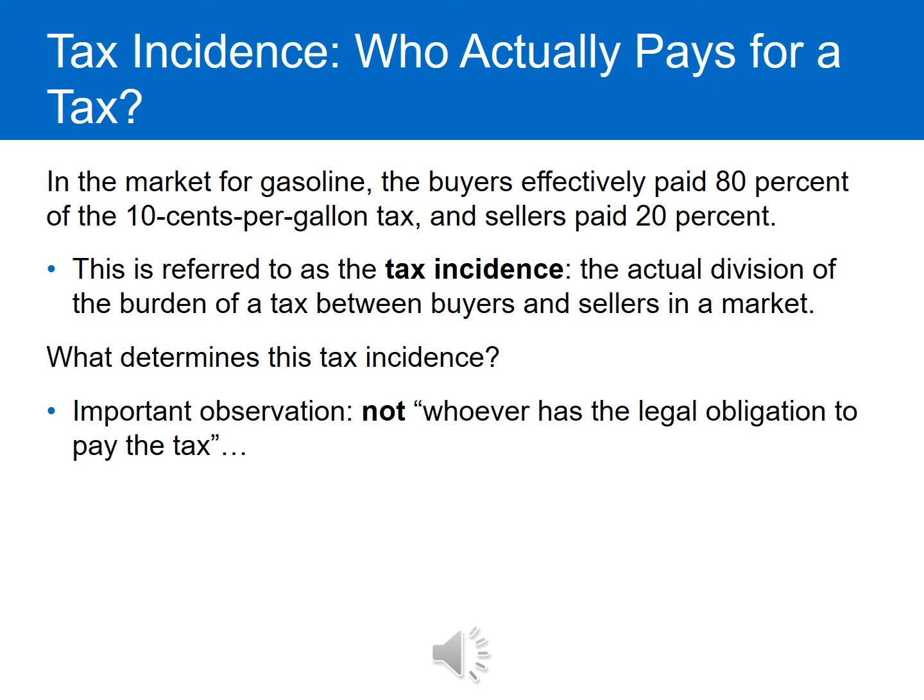An important observation is it's not whoever has the legal obligation to pay the tax. In this case, the sellers had the legal obligation to pay the tax, yet they only effectively paid 20% of the tax. They only got 20% of the burden. The other 80% of the burden was actually on the buyers.